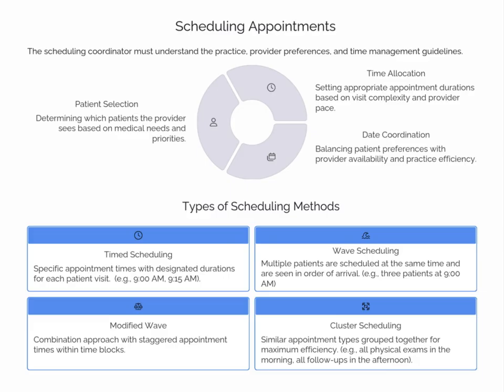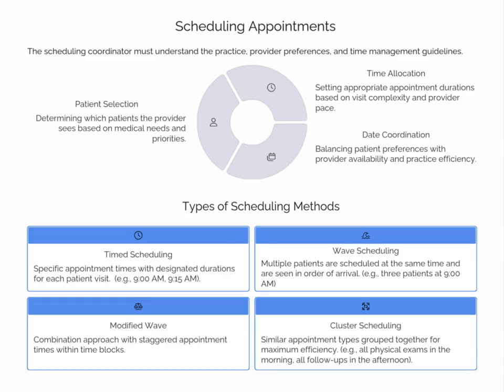That's time scheduling. The most flexible type of scheduling is wave scheduling. And that's multiple patients scheduled at the same time. So typically it's 3 patients at a time. So you'll have 3 patients at 9 a.m. and then they're seen in the order they arrive. That way, if somebody was late and didn't get there till 9:15, it really doesn't matter because 2 other patients can go ahead and be seen. So having a patient be late does not really throw off anything, which makes it really flexible.